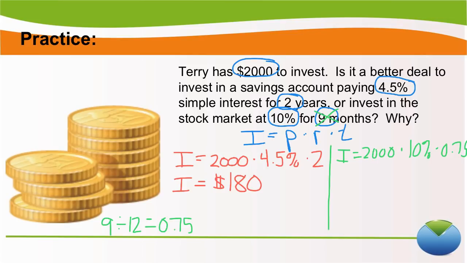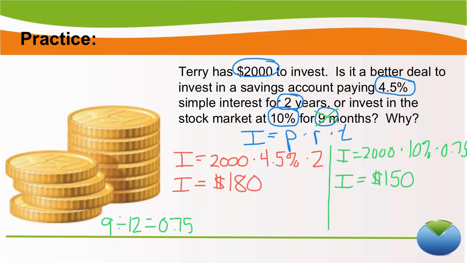So go ahead and multiply your money times your percent, and use the percent key, times the decimal for your years, and Terry is going to earn $150 in the stock market.